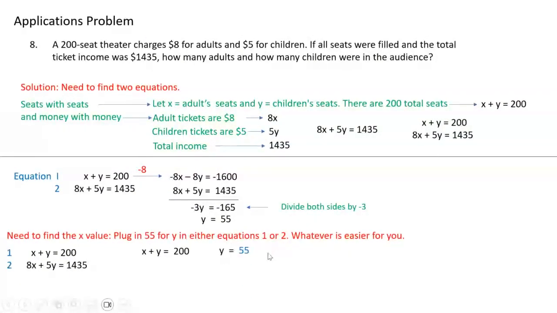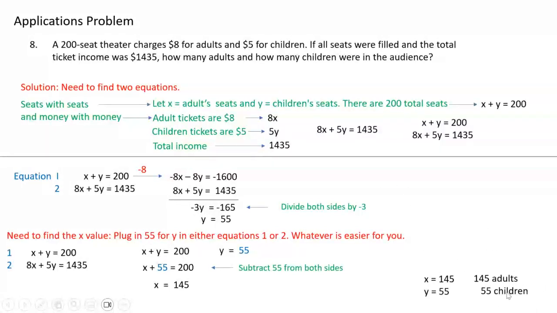Okay, so we know the value for y. Now I'm going to plug in 55 for y. So we're going to subtract from both sides. So we get x equals 145. So x is 145 and y is 55. But what are they asking here? They're asking for how many adults and how many children were in the audience. So we have to go back. We know that x represents adults. So it's going to be 145 adults and 55 children who were present at the theater. So that's how we work real life situations with solving systems of equations.